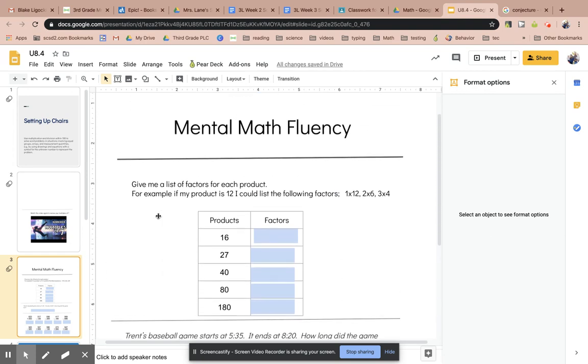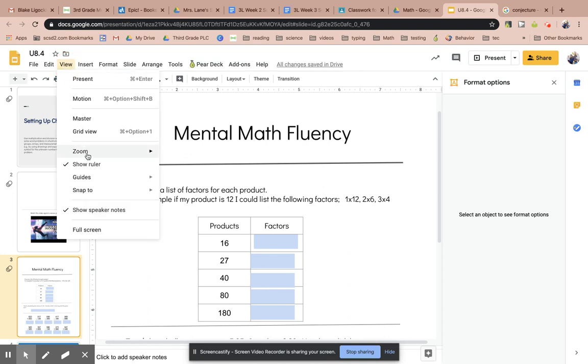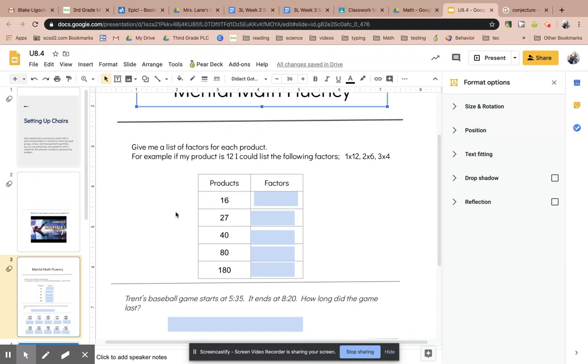Now I've already zoomed in because I couldn't quite see this. So remember, go up to view, go to zoom and zoom in or out. I zoomed in on this page already so I could see it really well. Okay, give me a list of factors for each product. For example, if my product is 12, I could list the following factors. So 1 times 12 equals 12. 2 times 6 equals 12, and 3 times 4 equals 12.